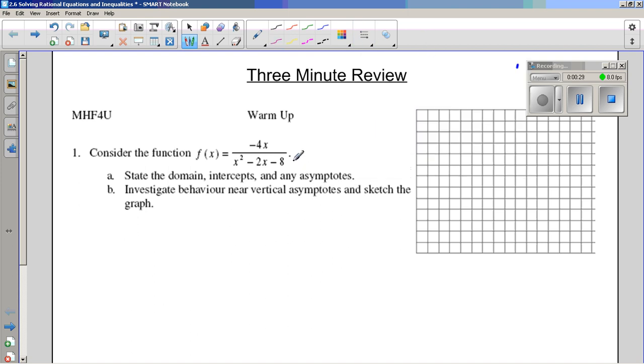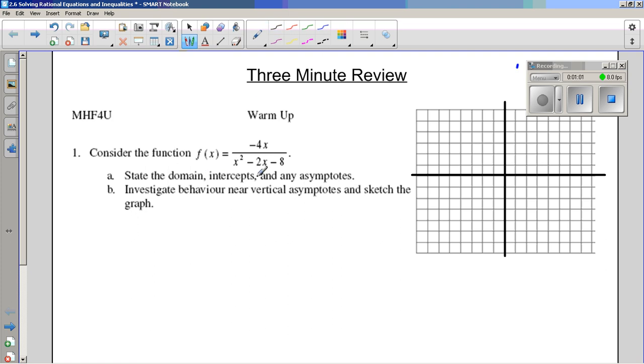Several examples though. You have them all on a sheet that was given out in class, and it's got the title warm up, and this is the first question. So let's get into it. Consider this function: state the domain, intercepts, asymptotes, investigate behavior near vertical asymptotes, and sketch the graph. This warm up question is kind of like a 3-minute review question.